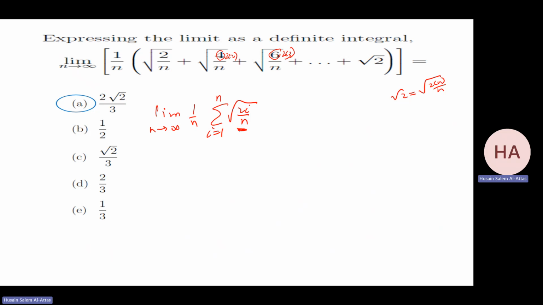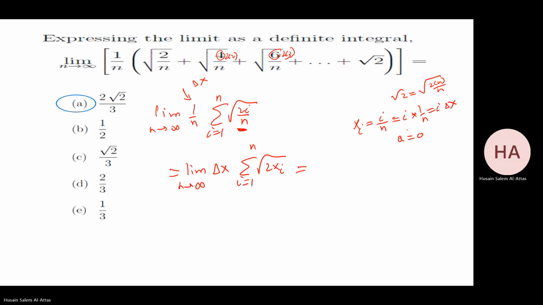You can think of it. Maybe I can take xi to be i over n, so it will be i times 1 over n, which is i delta x. So this is delta x. So it will be the limit as n goes to infinity of delta x times the summation from i equals 1 to n of square root 2xi. What is a here? a will be 0, and delta x is 1 over n, which is (b minus a) over n, so b equals 1. So that will be the integral from 0 to 1 of square root 2x dx.